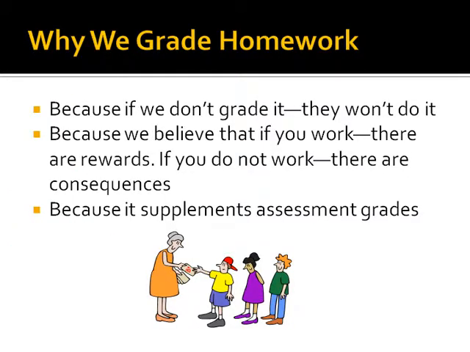So teachers were asked why they grade homework. Why is homework so important? And they gave 3 typical answers. Because if we don't grade it, the students won't do it. And that's probably true. The second answer, because we believe that if you work, there are rewards, and if you don't work, there are consequences. And the third answer was because it supplements assessment grades. The third answer is the one that adds to the problem with grading.